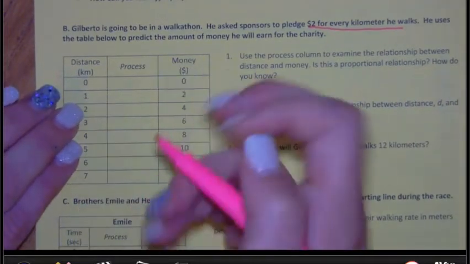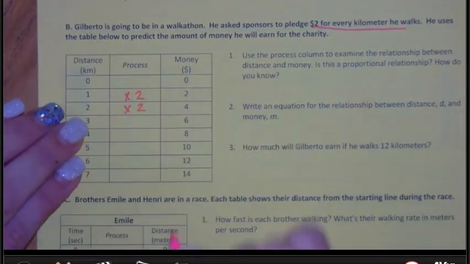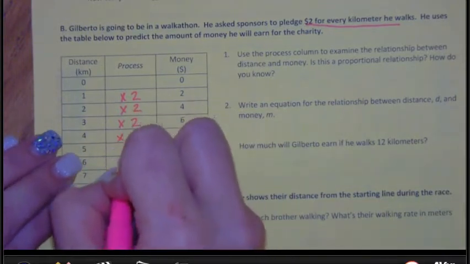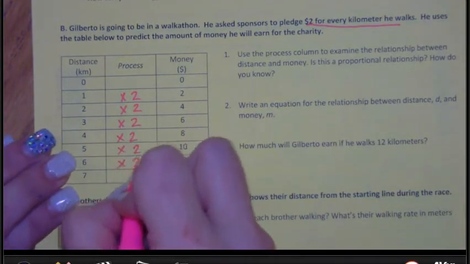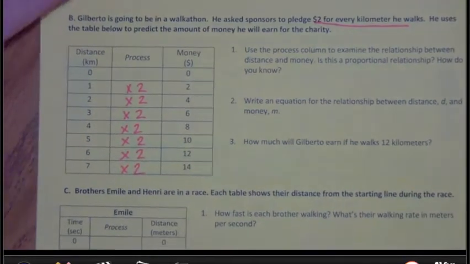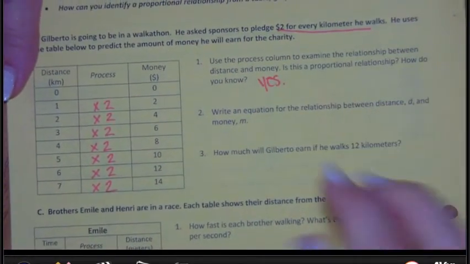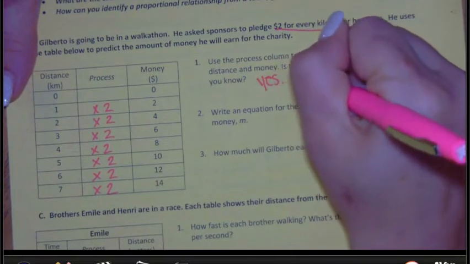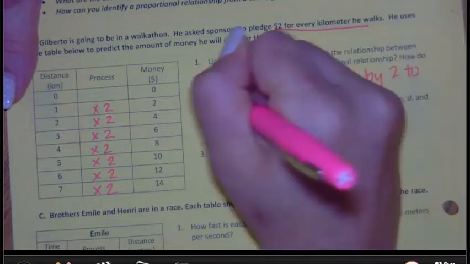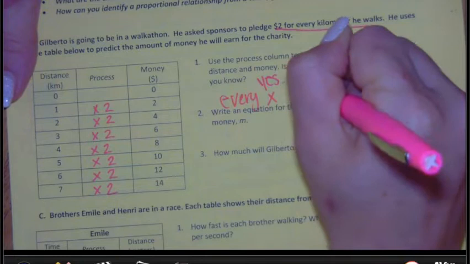So how do I get from 1 to 2? Okay, well, it looks like I can multiply by 2. Can I do 2 times 2 to get 4? Yeah. 3 kilometers times 2 is 6. 4 times 2 is 8, 5 times 2 is 10, 6 times 2 is 12, and 7 times 2 is 14. So is this a proportional relationship, and how do we know? Well, yes, it is, and we know because we can multiply by 2 to every x value.